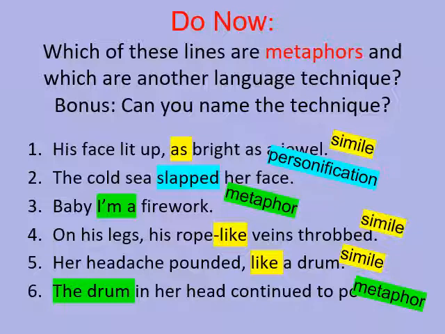Which of these lines are metaphors and which are another language technique? This is answering back on the Do Now. You can see there, his face lit up as bright as a jewel, that's a simile. I won't read them all out. Or perhaps I will. The cold sea slapped her face, that's a personification. Baby, I'm a firework, that's a metaphor. On his legs, his rope-like veins throbbed, that's a simile. Her headache pounded like a drum, that's a simile. And the drum in her head continued to pound, that's a metaphor.